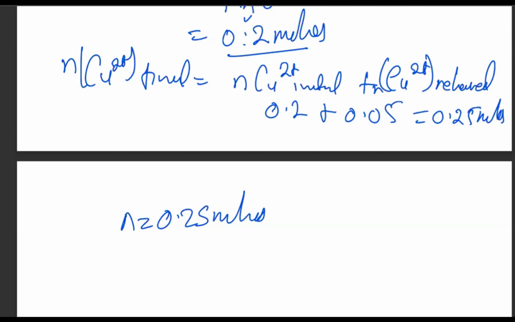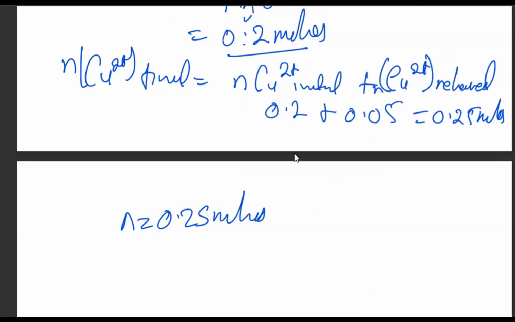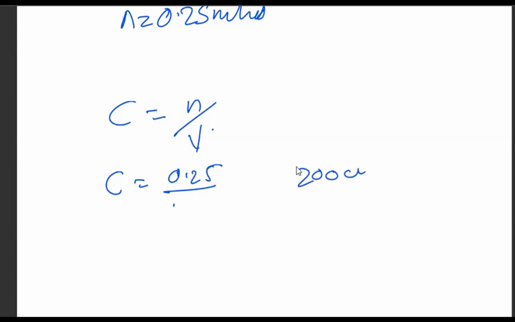So if you come back here, they say calculate the concentration of electrolyte at the anode, having equilibrium when the cell is disconnected. You understand? So when the cell is disconnected, the concentration will be equal to number of moles over volume, which is 0.25 over volume, which is 200, remember it was 200 cubic centimeters, divided by 1,000, which gives me 0.2.